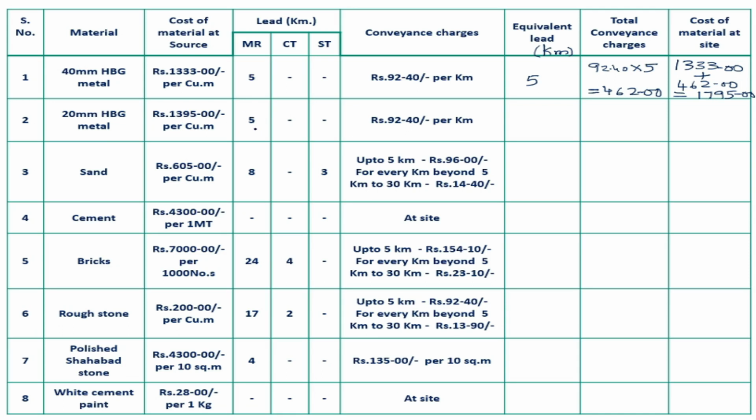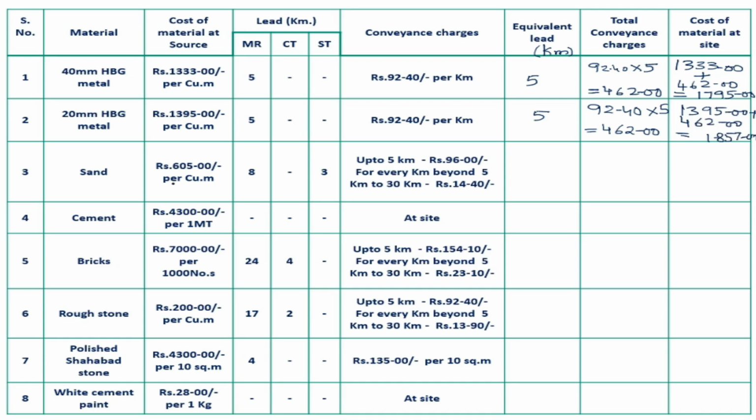Second one is 20 mm HBG metal, and its cost at source is 1395 rupees, and it is also taken in a metal road, and its conveyance charge is 92 rupees 40 paisa per kilometer. So equivalent lead is 5 kilometers, which is equal to actual lead, and total conveyance charge is 92.40 into 5, also 462 rupees. Cost of material at site is equal to cost of material at source plus total conveyance charges. 1395 rupees plus 462 rupees is equal to 1857 rupees.